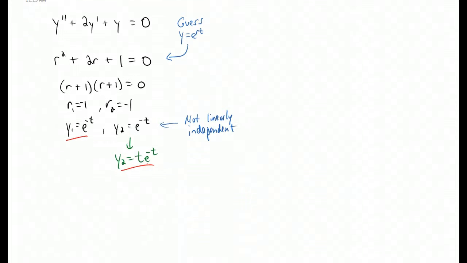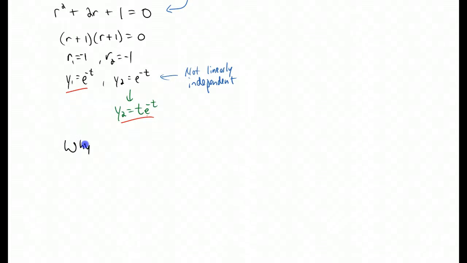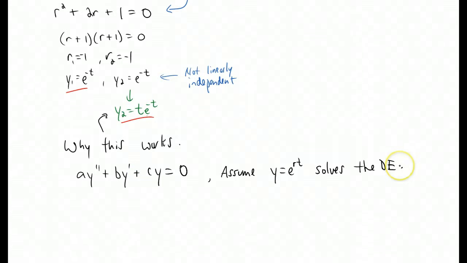Okay, so let's do it. Let's explain why this works. I want to start with a general second order linear constant coefficient and also homogeneous differential equation. I also want to assume that we already have one solution to the differential equation. In this case, that one solution would have been, in our example, e to the negative t.